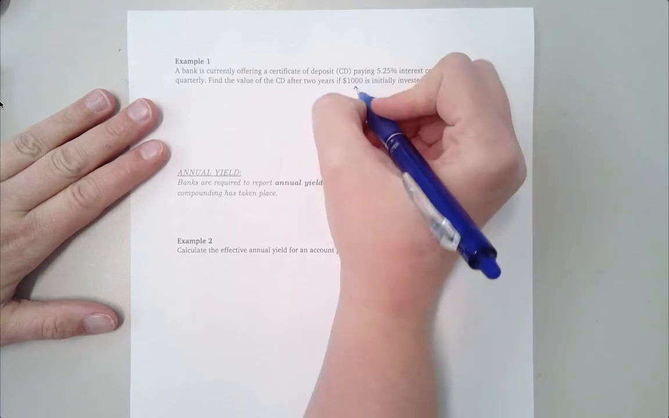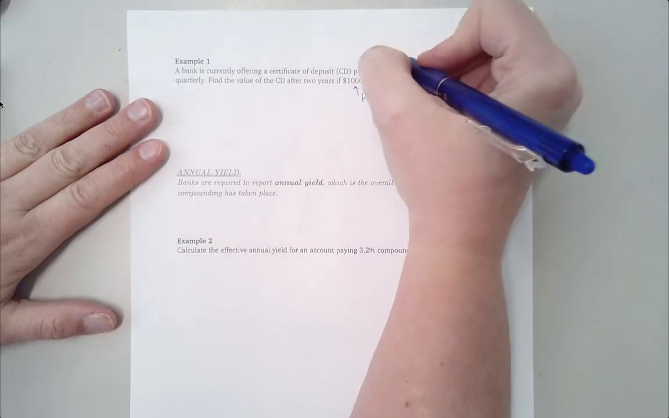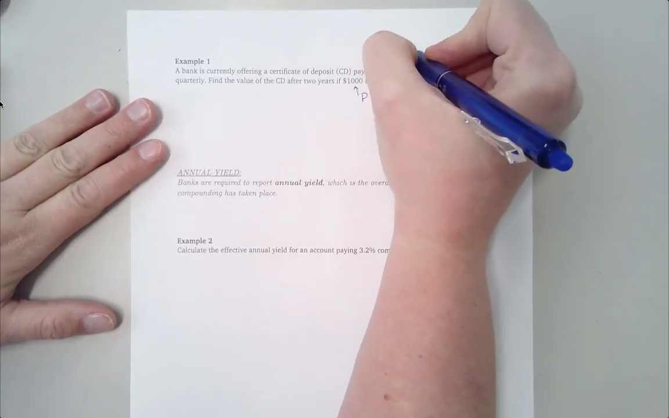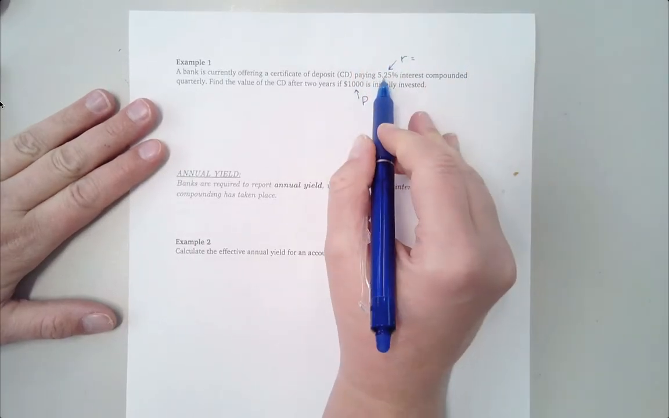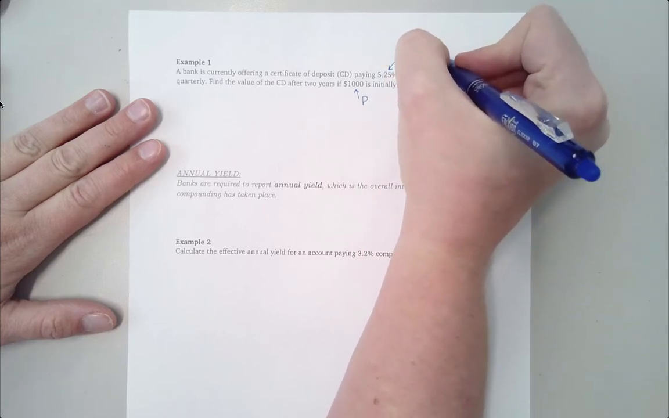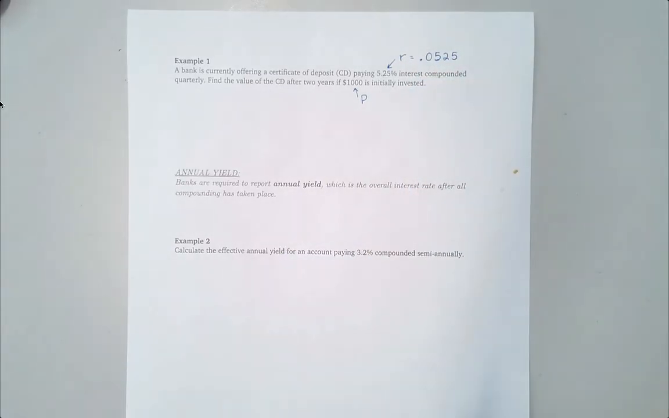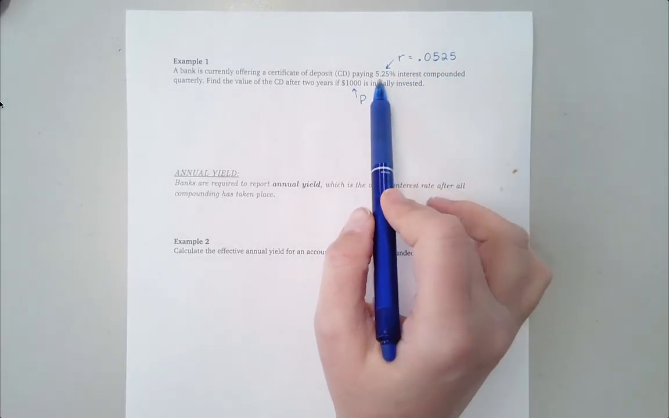P is your principal. That's your $1,000 here. Your R value is here. And remember, you have to move this decimal point 2 to the left. So this is going to be 0.0525. A common mistake on this one, by the way, is people forgetting to move that decimal point.